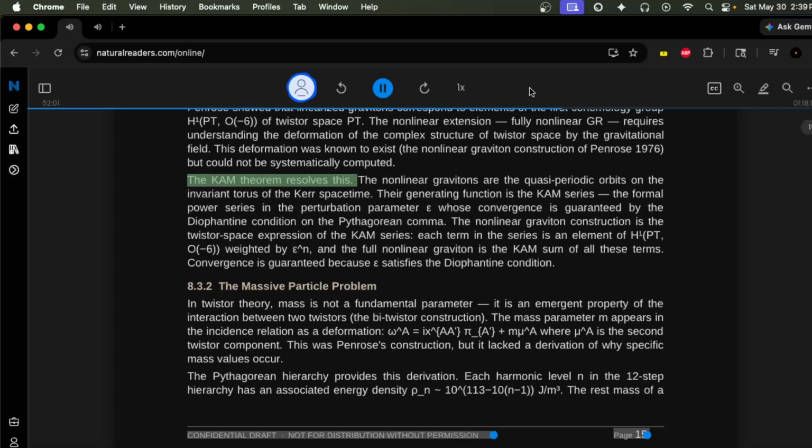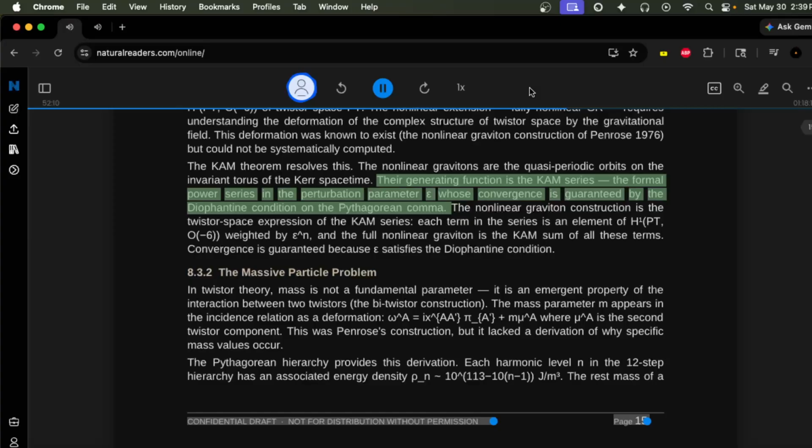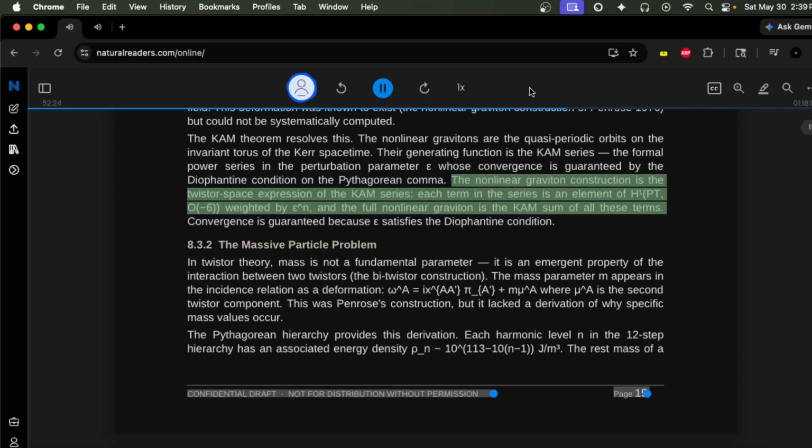The KAM theorem resolves this. The nonlinear gravitons are the quasi-periodic orbits on the invariant torus of the Kerr spacetime. Their generating function is the KAM series, the formal power series in the perturbation parameter epsilon, whose convergence is guaranteed by the Diophantine condition on the Pythagorean comma. The nonlinear graviton construction is the twistor space expression of the KAM series.